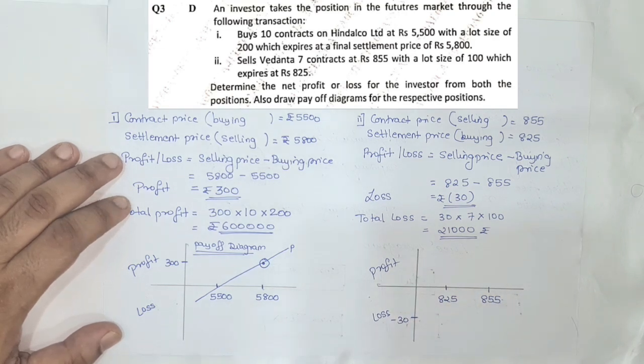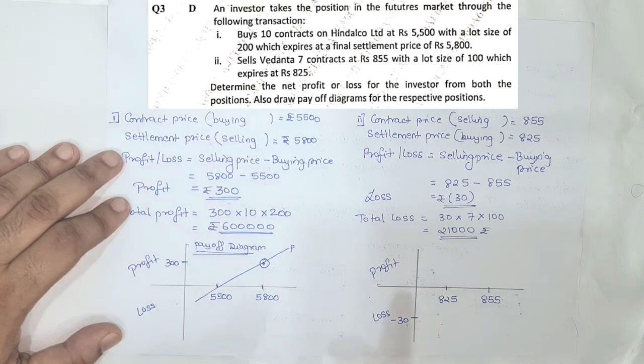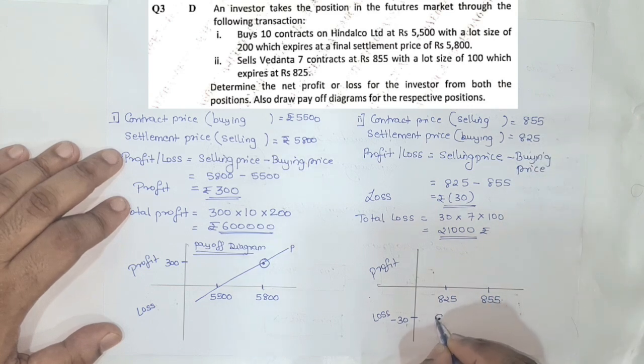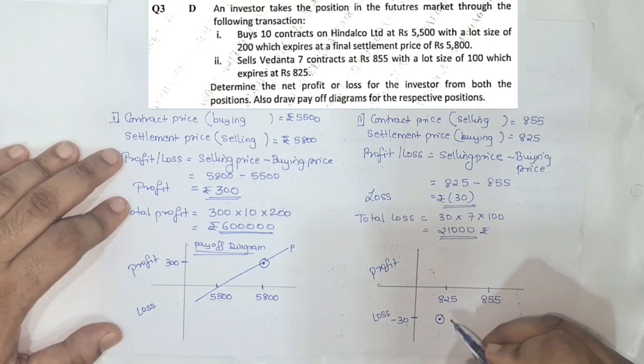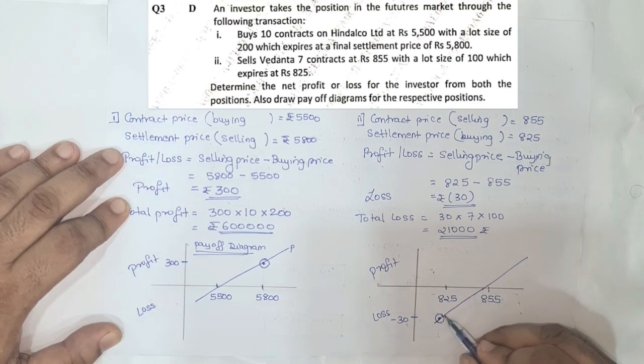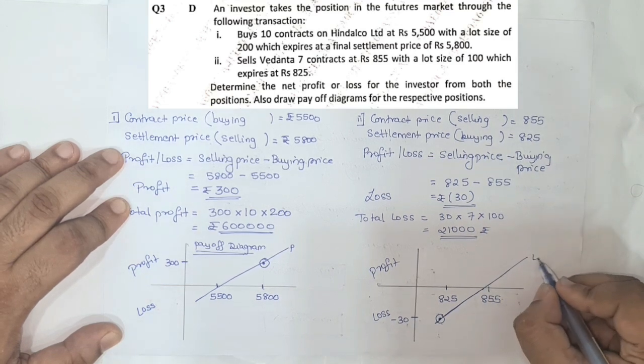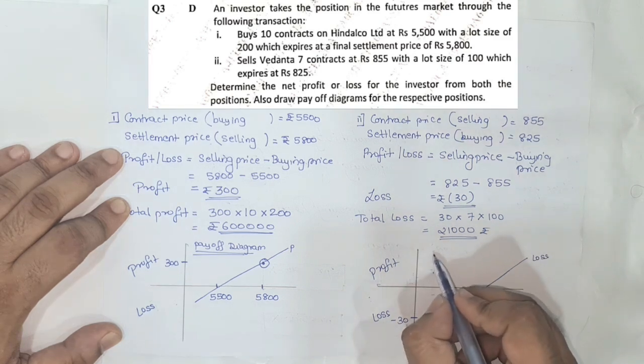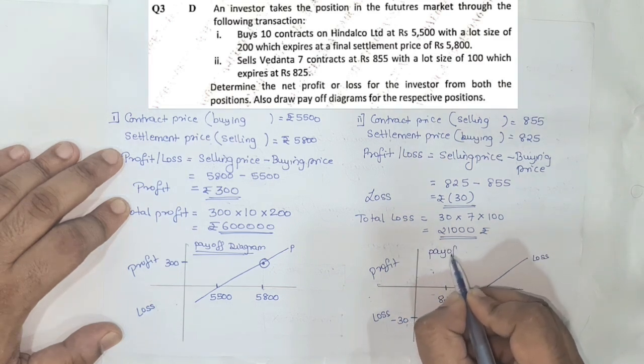Now see the plotting again. Contract was on 855, but we made a loss. We made a loss on the settlement. The settlement was 825, so I made a loss on settlement. So from the settlement to the contract, that's my diagram. That's my payoff curve. So this is a loss which I have incurred. This is my payoff diagram.